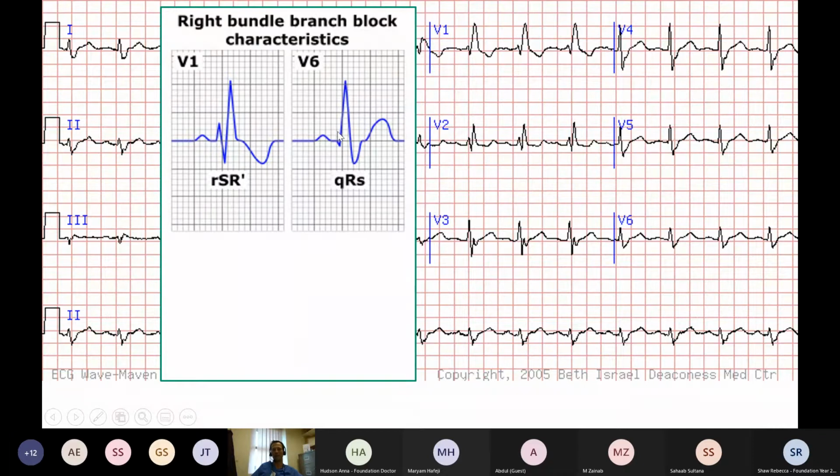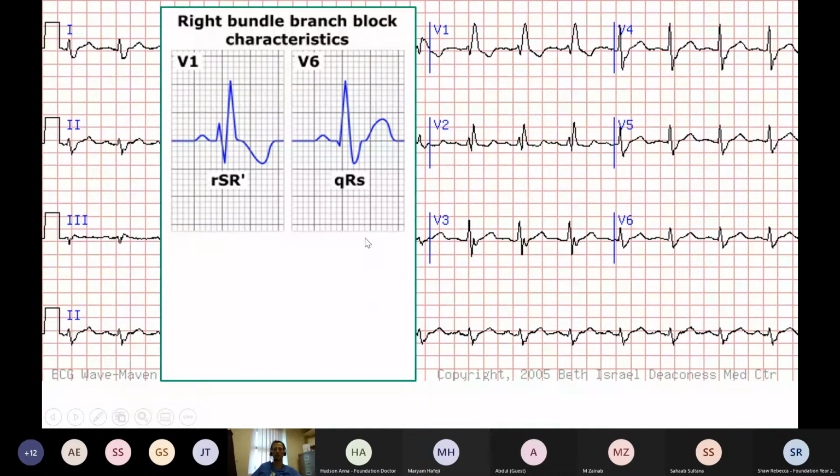And then in the lead V6, so we look at V1 and V6, we should have possibly a very small initial Q wave and an R wave, large R wave, followed by an S wave.